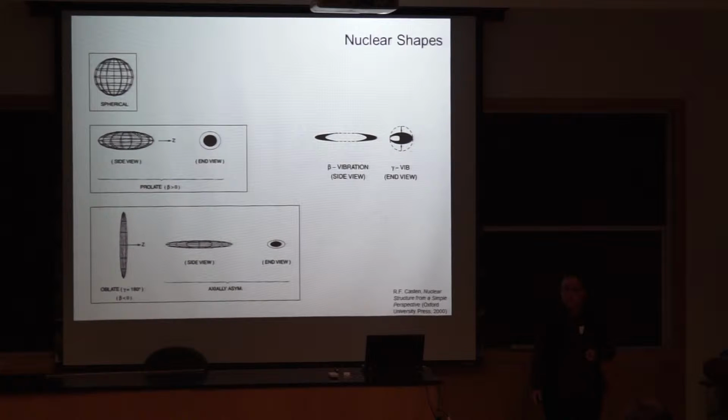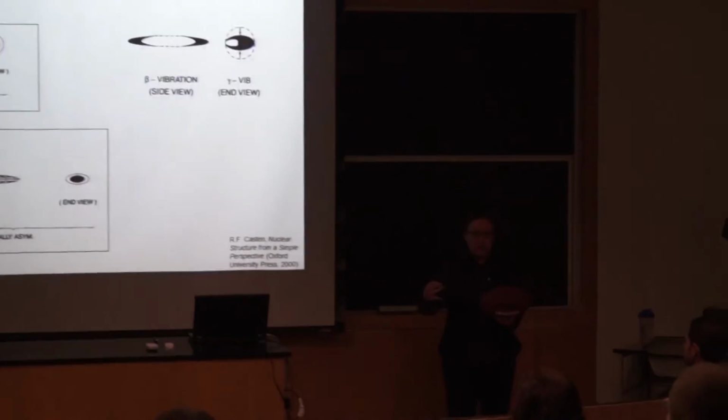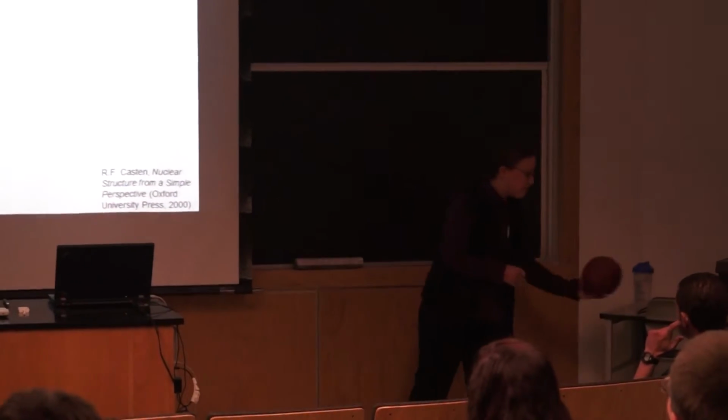So there's two types of collective motion that you see in a nucleus, and that's rotation and vibration. What I'm going to be focusing on today is called gamma vibration, which is basically vibration in this direction as opposed to this direction, which is beta vibration.